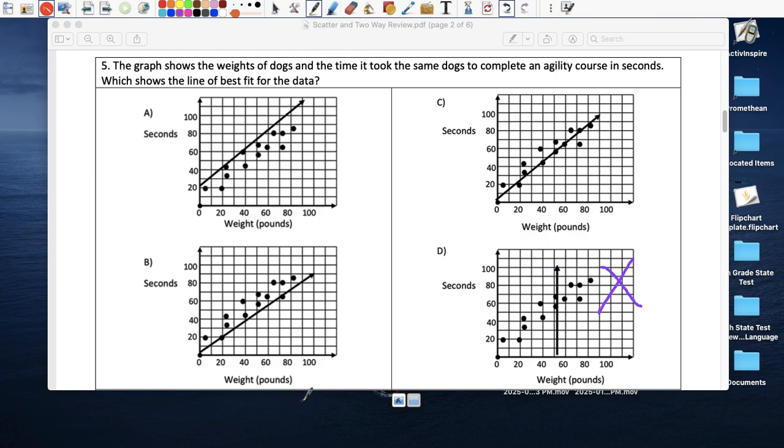This is definitely not the line of best fit. This is also no, because the line is above all the points. It shouldn't be above all the points. It should be going through the middle. This one also is not, because the points are below, and in this one all the points are above. And this one, I hope you can see, the line goes through the middle, and you have some points above it and some points below. So that would be the line of best fit. So C is your answer.